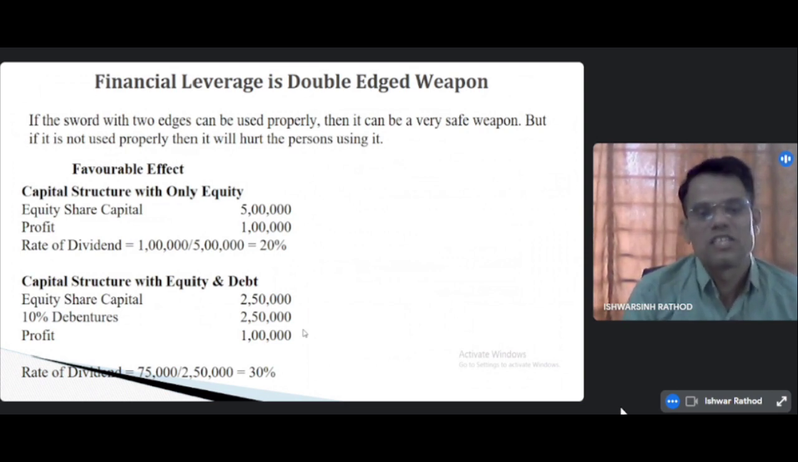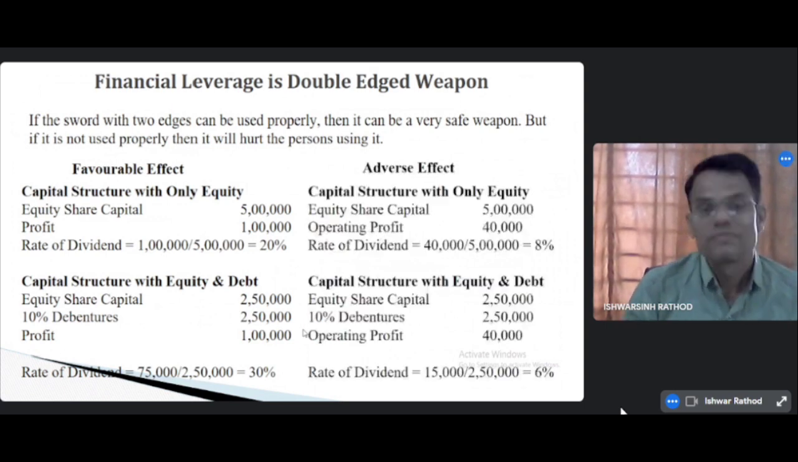Suppose the capital structure is changed. Equity share capital is 2,50,000 and 10% debenture is 2,50,000. Profit is 1 lakh. So rate of dividend is equal to 75,000 divided by equity share capital 2,50,000, which is equal to 30%. So the use of debentures will increase the rate of dividend by 10%.